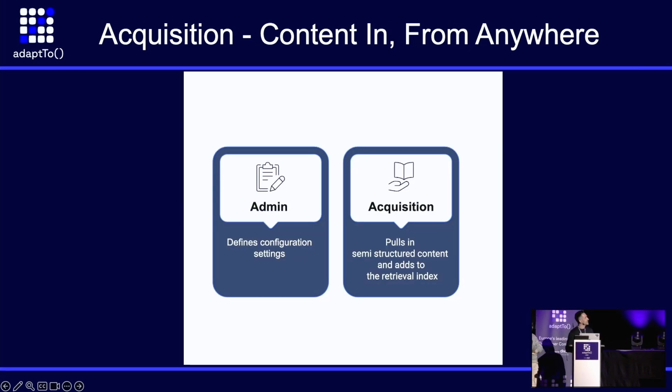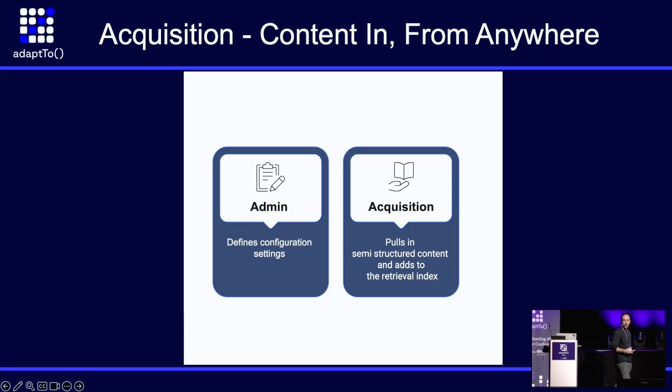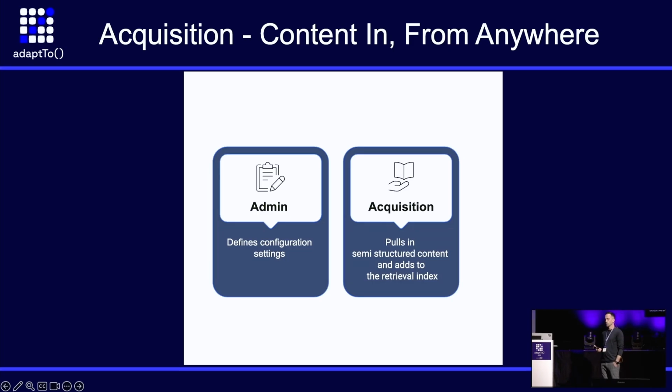So let me zoom in on some of these components. How do we get content into Content AI? As we said, the content we care about is mostly in the AEM repository. But what if we want to expand this intelligence to content that is somewhere else? It can be a partner website. It can be a legacy system. And here is where the acquisition component comes in.